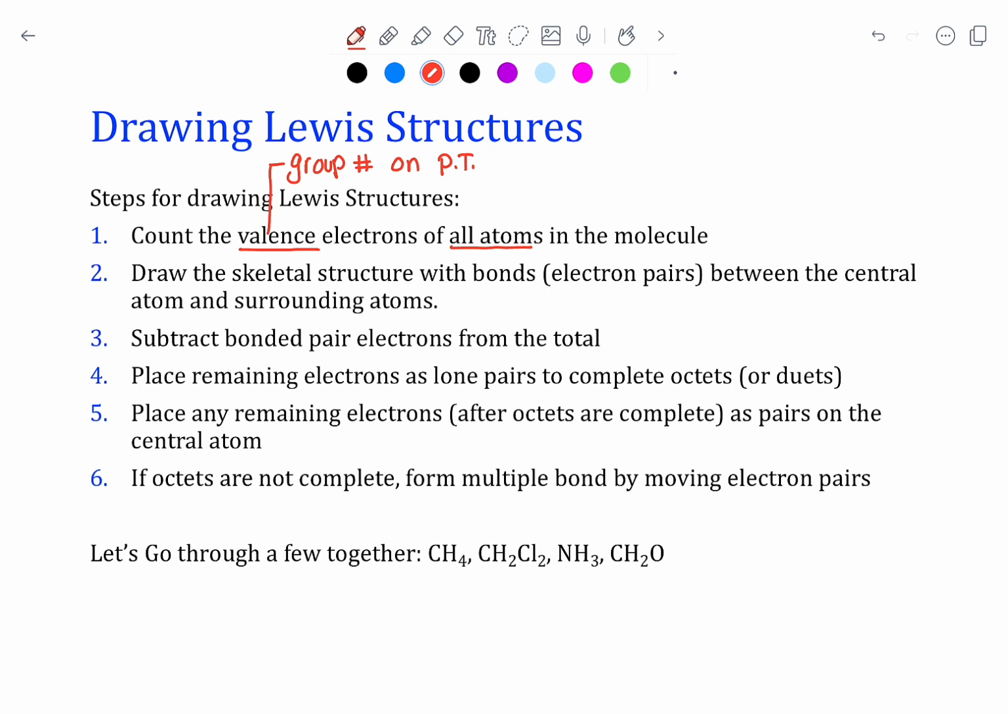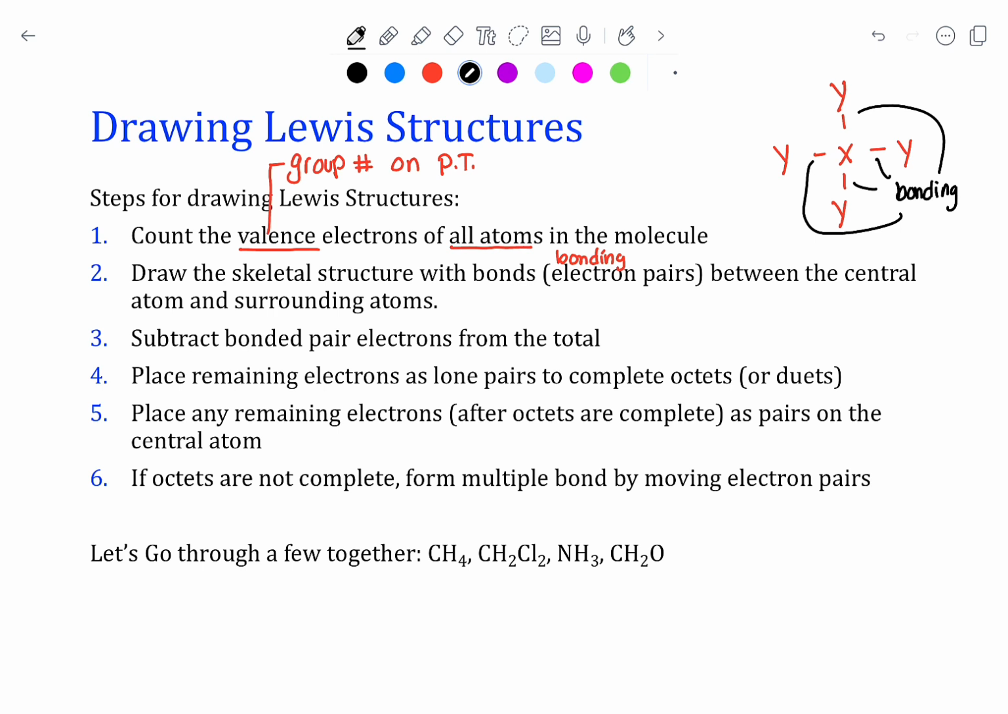We then have to draw the skeletal structure with our bonds, or our electron pairs, our bonding pairs, between the central atom and the surrounding atoms. So our central atom, if I were to draw this kind of on the side, is X, and our surrounding atoms would be Y. And our shared electrons, our bonding electrons, are the dashes in between. Okay, so all those dashes show the bonding electrons.